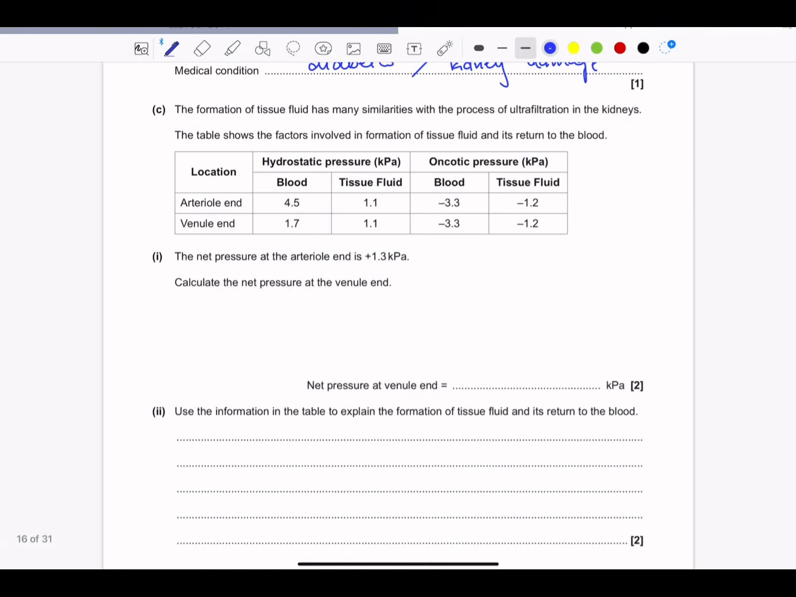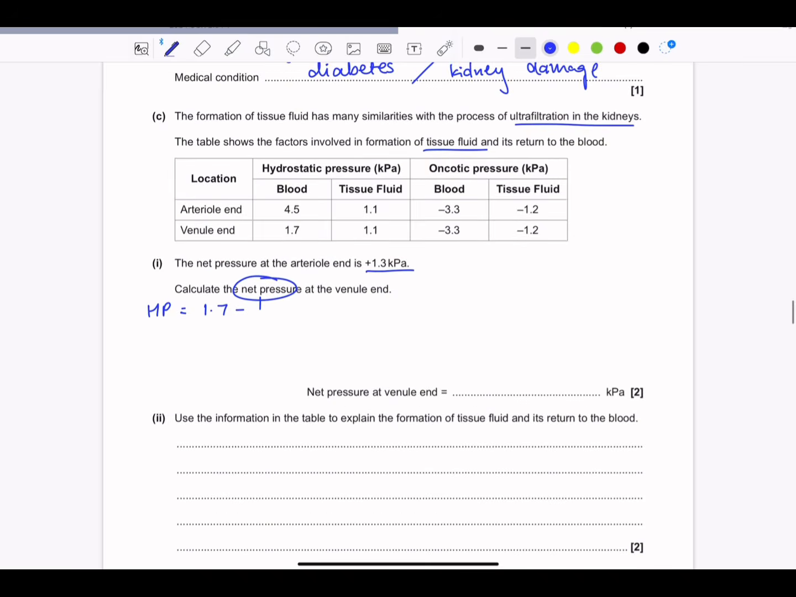The formation of tissue fluid has many similarities with the process of ultrafiltration in the kidneys. The table below shows factors involved in the formation of tissue fluid and its return to the blood. The net pressure at the arterial end is positive 1.3 kilopascals. Calculate the net pressure at the venular end. So to calculate the net pressure, we want to find the difference between the hydrostatic and oncotic pressure. Within this, you also want to find the net hydrostatic pressure to subtract it from the net oncotic pressure. So for hydrostatic pressure, the total pressure at the venular end is 1.7 subtracted by 1.1.